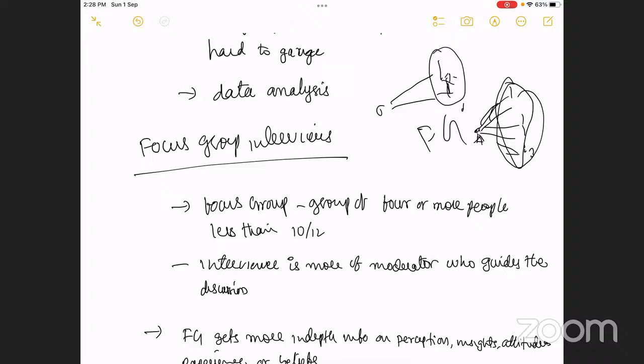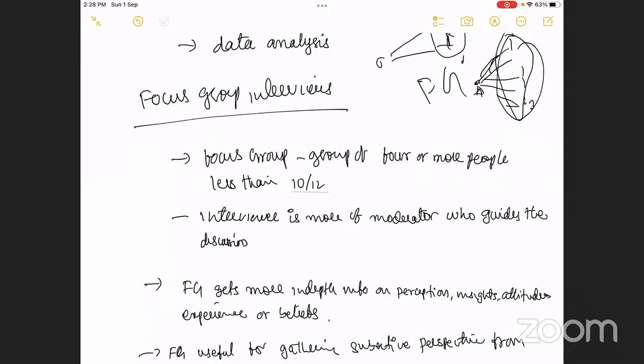So in a focus group, the moderator need not ask the question every time. The respondents can ask themselves also. But as a moderator, as a researcher, you need to note down all these points. Okay. So this means the focus group gets deeper: one question by one question, another question. So you will get deeper into the topic. Their perception, their insights, their attitudes, their experience, their beliefs, everything you can record.